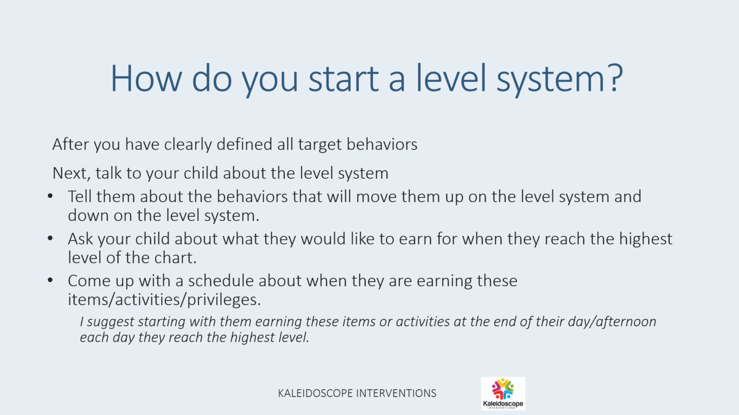I suggest starting with them earning these items or activities at the end of their day, afternoon, each evening they reach the highest level. As they get used to the level system and are consistently successful with earning, we would then fade them from receiving the items, activities, and privileges each time they reach the highest level. We could fade them to receiving these privileges, items, and activities to every other day they are at the highest level, and so on. We can continue to fade as they continue to be successful.